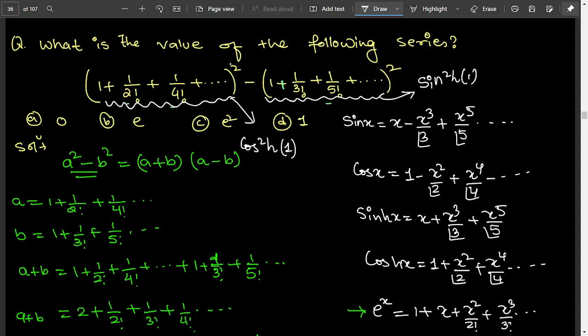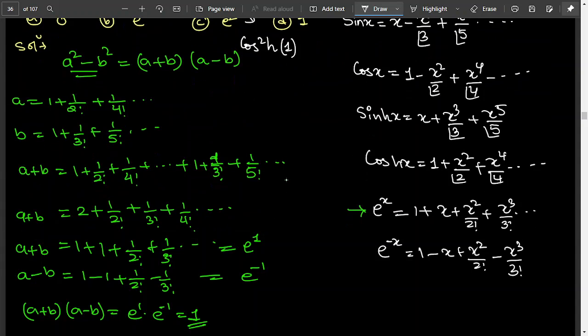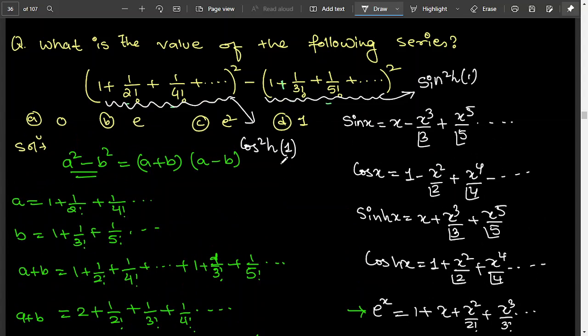So another important formula for the hyperbolic is cos square hyperbolic of x minus sine square hyperbolic of x is always 1. So the correct option will be D.